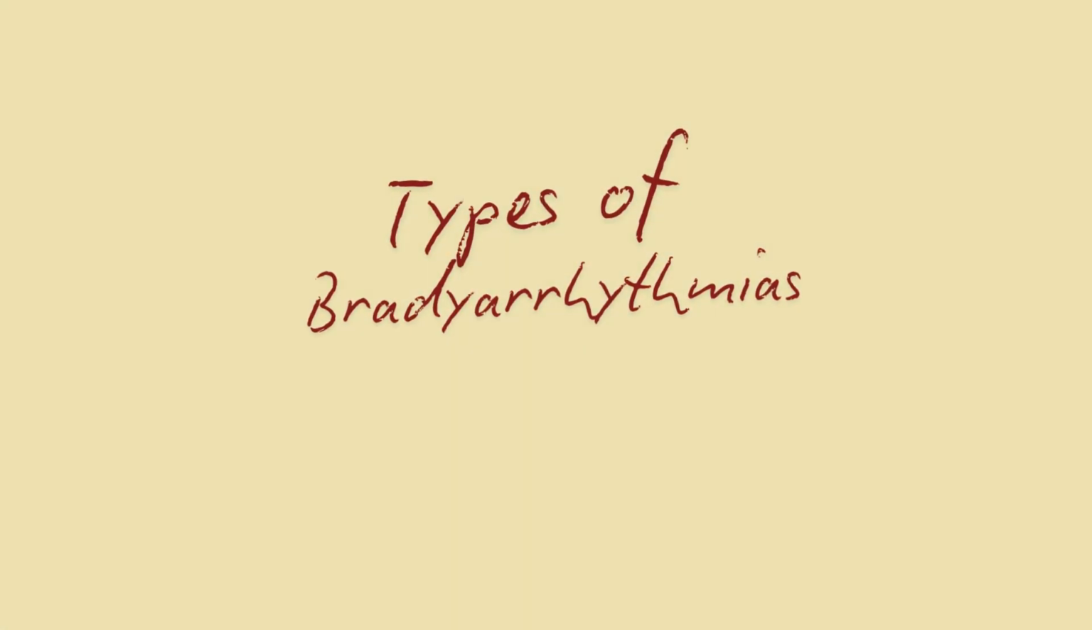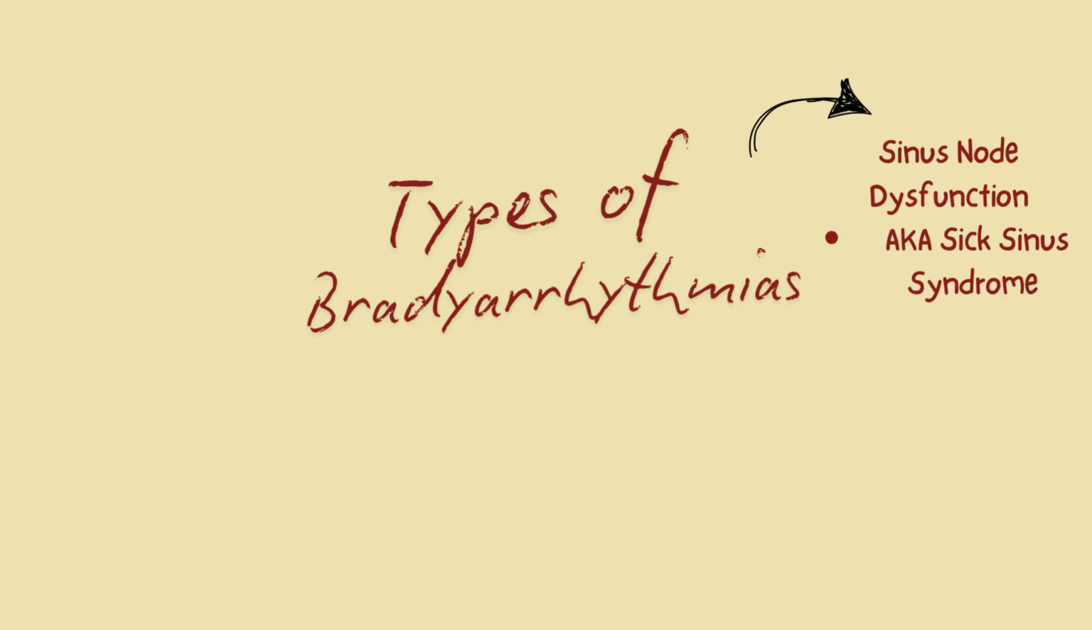There are several different types of bradyarrhythmias. Each type has its own causes, but they all result in a slower than typical heart rate. Types of bradyarrhythmia include sinus node dysfunction, also known as sick sinus syndrome. The SA node is often called the heart's natural pacemaker because it sends out electrical impulses that trigger your heart to beat.